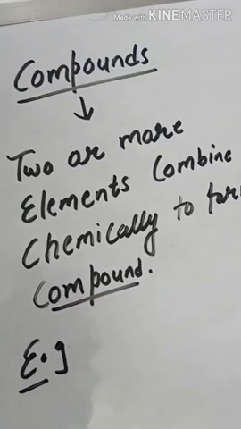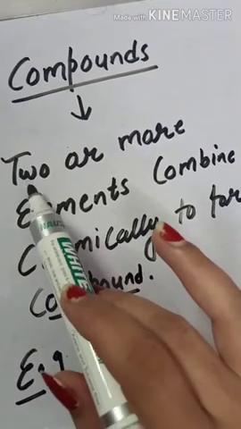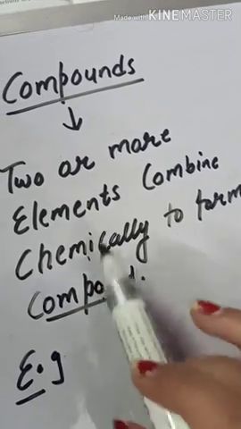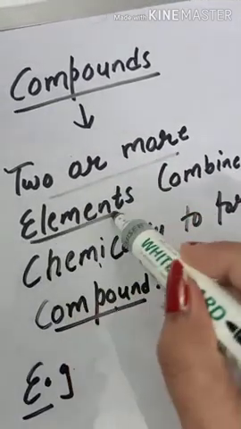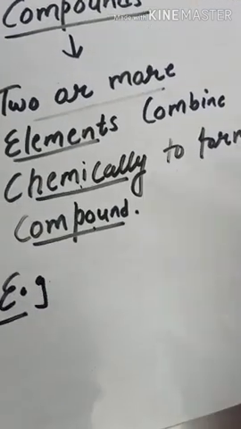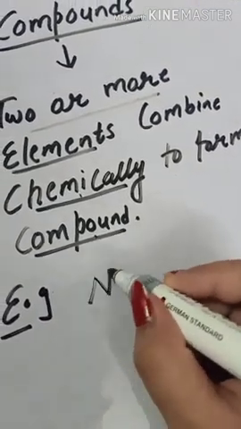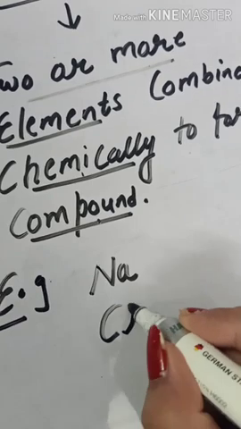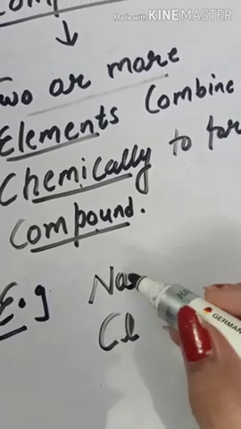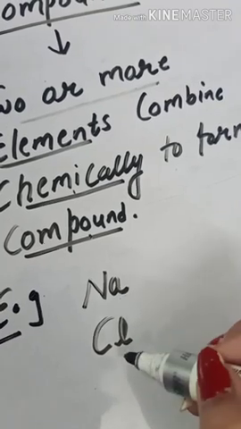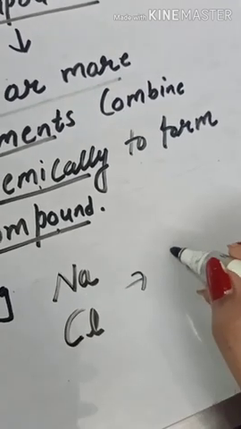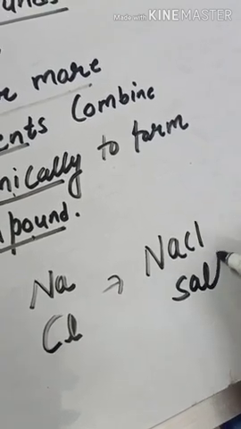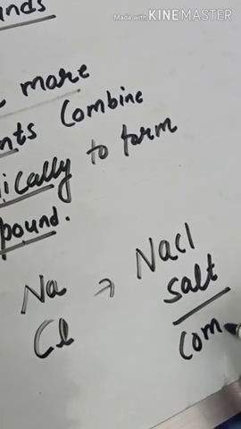Next topic we have compounds. What are compounds? Two or more elements combine chemically to form a compound. For example, sodium, whose symbol is capital N small a, and chlorine, whose symbol is capital C small l. These are two elements, and when these two elements combine chemically they form NaCl, and NaCl is called salt, and this salt is a compound.